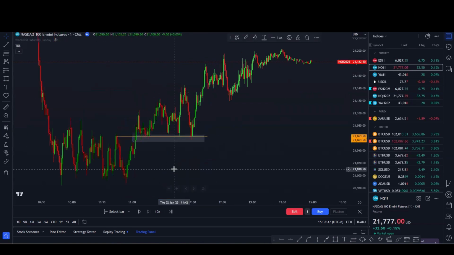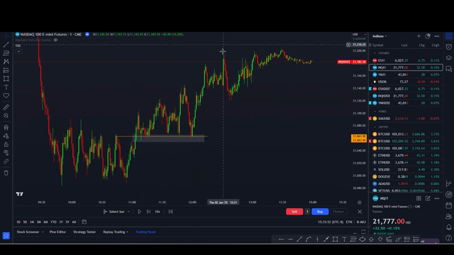So on the 1 minute time frame, it's what it looks like. Taking out sell side liquidity, 3-minute fair value gap, 15-minute order block, expansion, and there you have it.